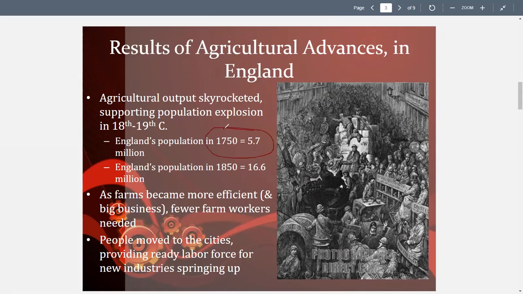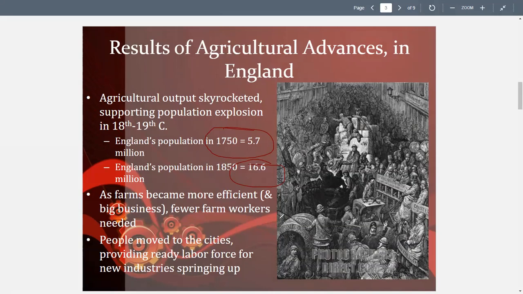So here, England's population in 1750, before Napoleon, before the Industrial Revolution, before the American Revolution even, was only 5.7 million people. By 1850, it had more than tripled, to 16.6 million people, all right?